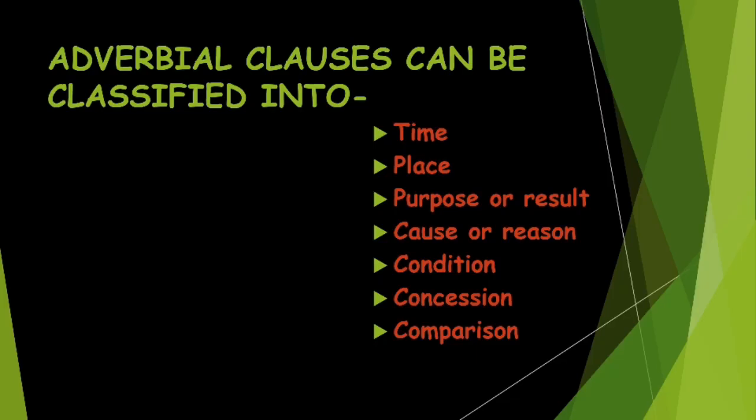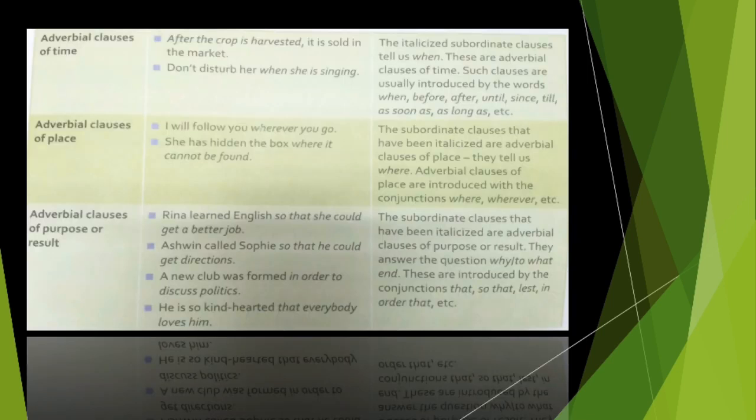Right? Now let's see the classification of adverbial clauses. Just as we saw the classification of adverbial phrases, in the same way we have a classification of adverbial clauses. Now which are the types? Adverbial clause of time, of place, purpose or result, cause or reason, condition, concession and comparison. So these are the kinds of adverbial clauses. Now we are going to see them in detail one by one. So let's start with adverbial clause of time.